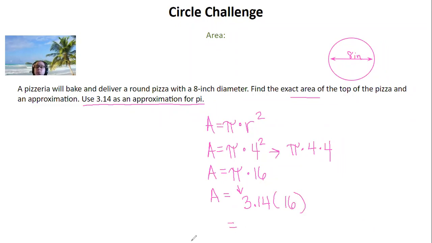Okay, what is 3.14 times 16? 50.24. Did you guys get that? And it's area, so we're going to say square inches. Cool. So that is the area of my pizza. That's a good amount of pizza.